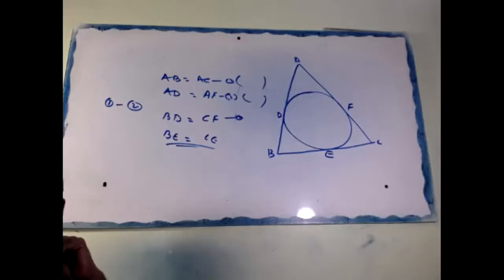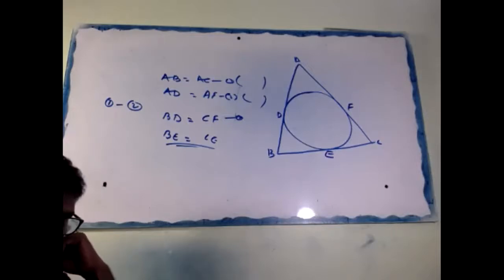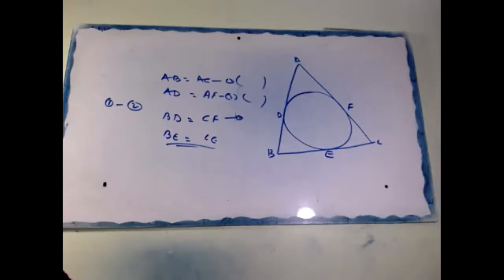Which chapter is going on in your class now? Okay, so this chapter has only one theorem: tangents from an external point are equal.